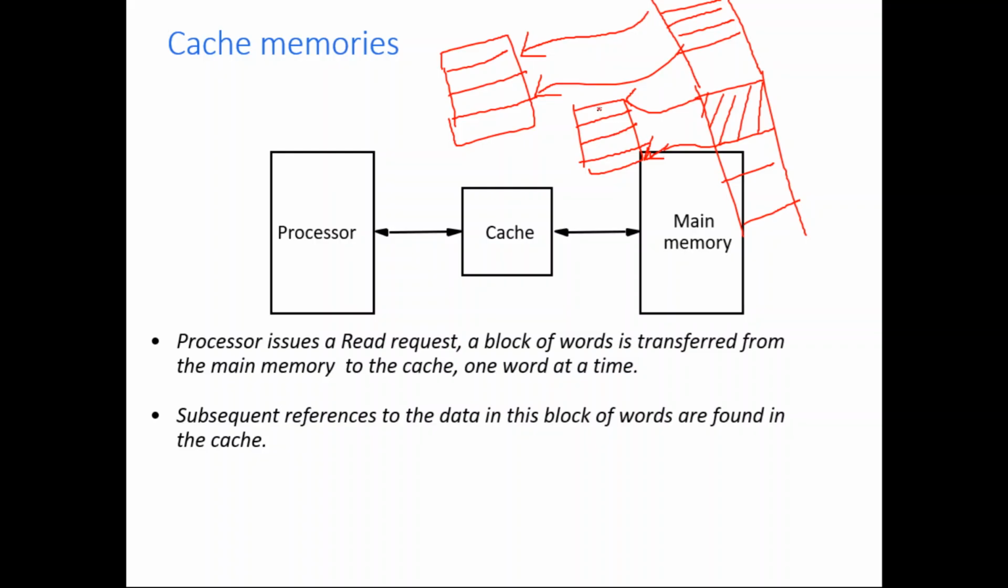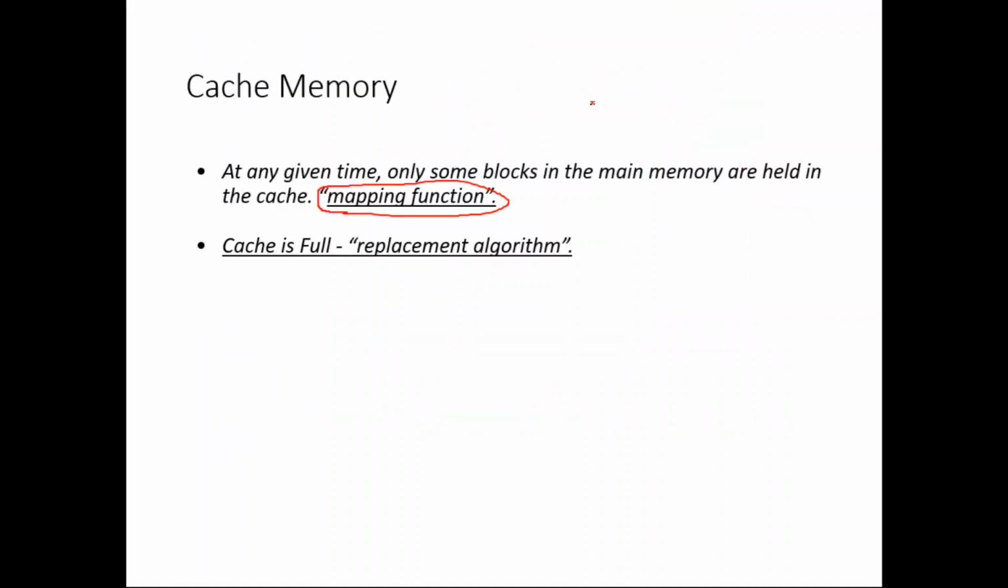And why do we need a mapping function? Because if you update anything in the cache, then that should be reflected in the appropriate word or appropriate location of the main memory. For that we need a mapping function. So you get it? That is the reason why we need a mapping function. Right. Now assume that the cache is already full. There is no empty location in the cache memory.